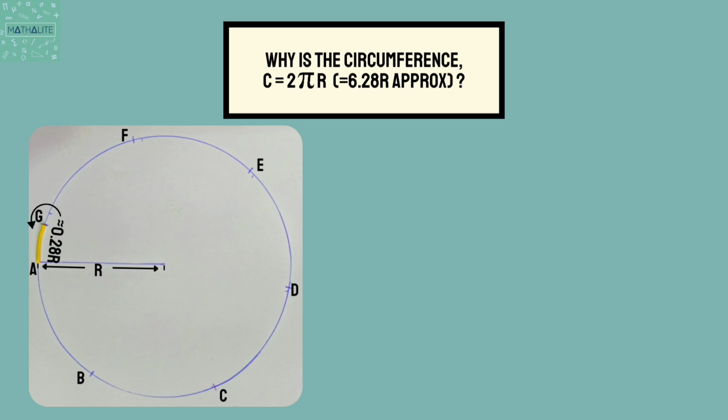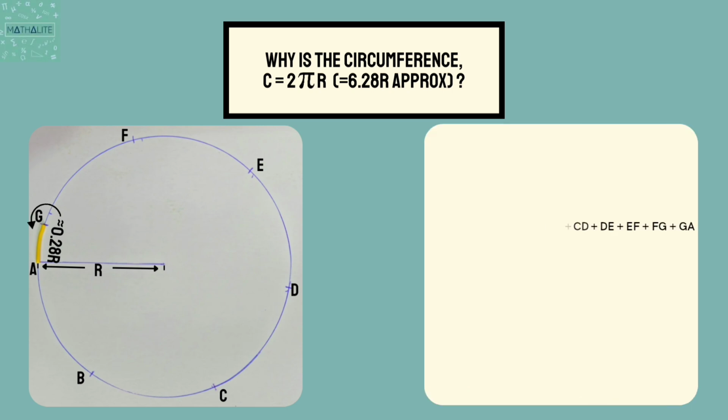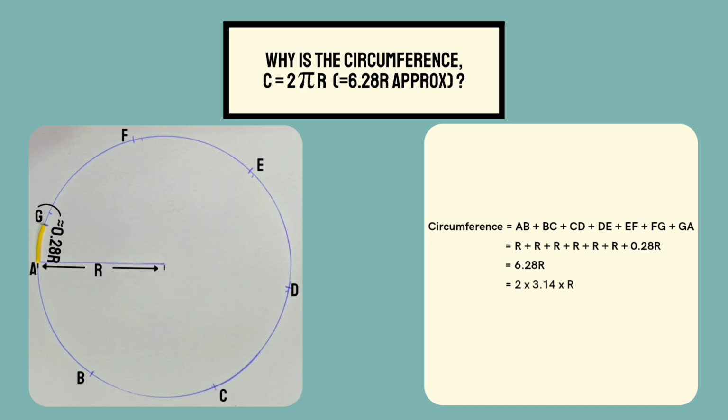Here, the circumference or perimeter of the circle will be the length of AB plus BC plus CD plus DE plus EF plus FG plus GA, which is 6 times r plus 0.28 times r. Now that will give 6.28 times r. Now rewriting 6.28 as 2 into 3.14 into r, where 3.14 is pi, right? So C is equal to 2 pi r.